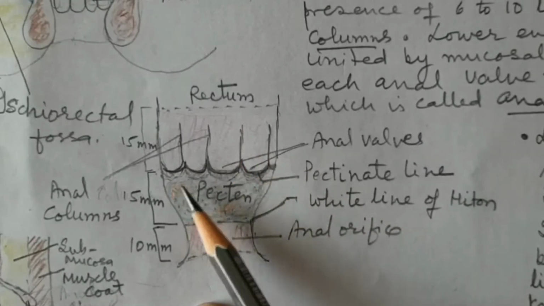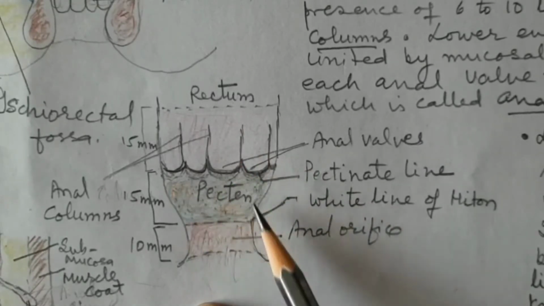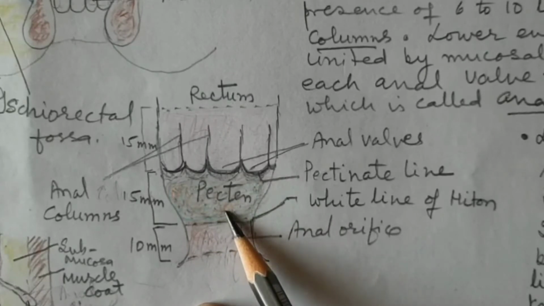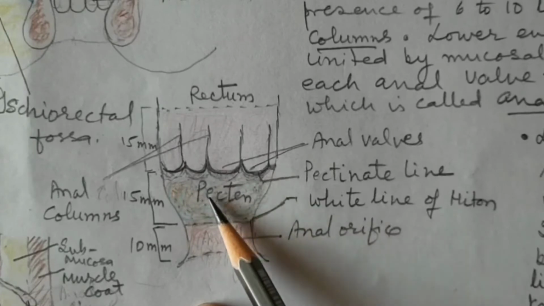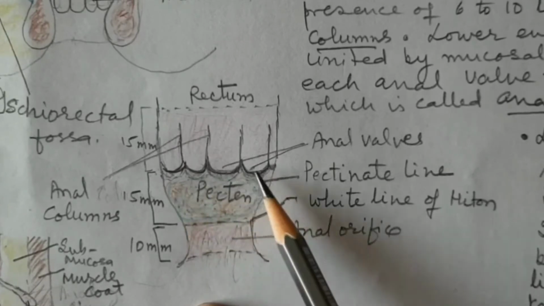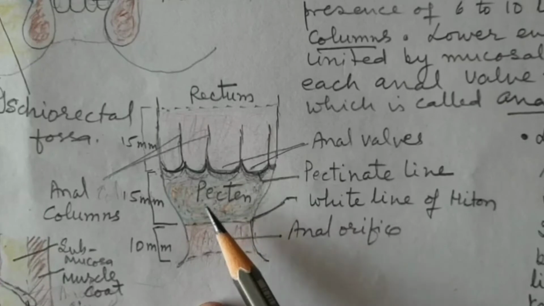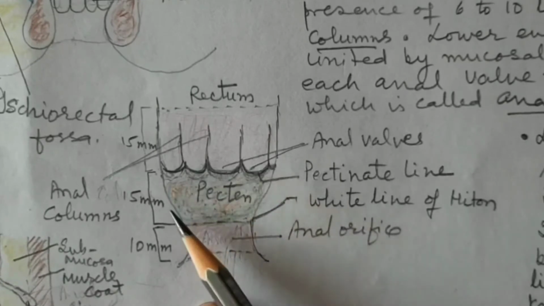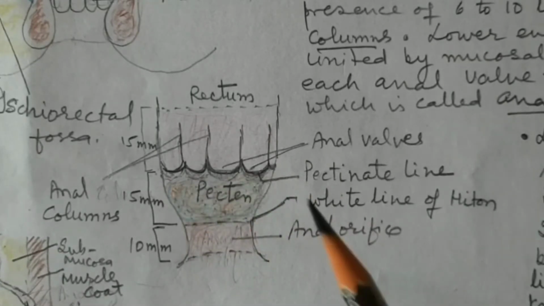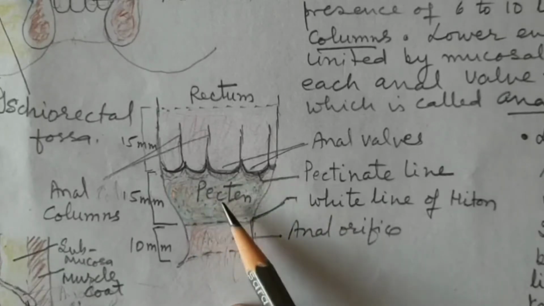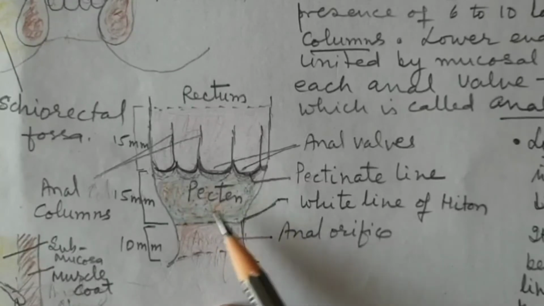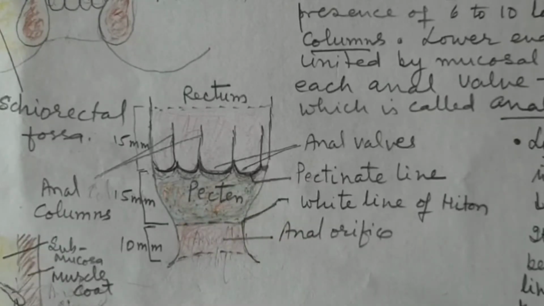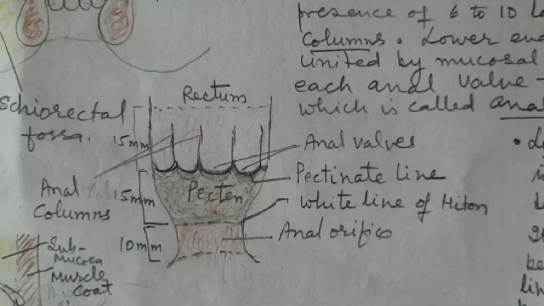In the lower part, the pecten region is covered by stratified squamous epithelium which is non-keratinized, and it is attached to the deeper structure. Deep to this mucous membrane lies the venous plexus, and that's why it looks a little bluish, as I have shown you in this diagram. So it is lined by non-keratinized stratified squamous epithelium.